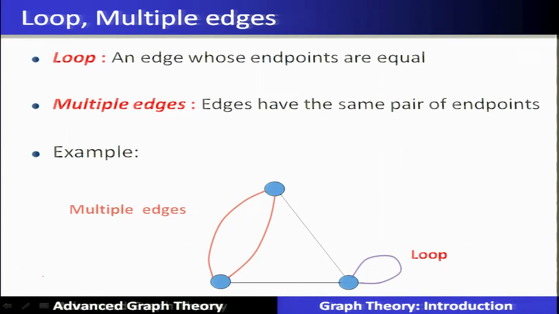Now, coming back to our graph, if the edges or arcs have the same endpoints, that is, the endpoints are equal, then it is called a loop. And if more than one edge has the same endpoints, they are called multiple edges. It is shown in this figure. You can see here that this particular arc shows multiple edges, and if the edge meets at the same vertex, then it is called a loop.